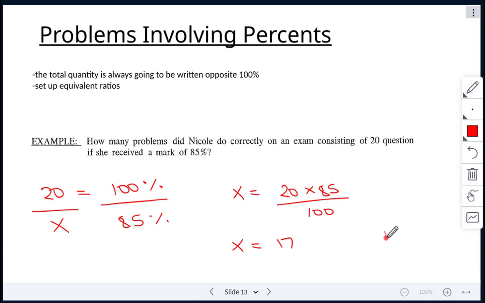17 out of 20. Put that in your calculator. You get 0.85, multiply it by 100 to put it into percent, and we do get 85%. So 17 out of 20 would be the answer for that question.